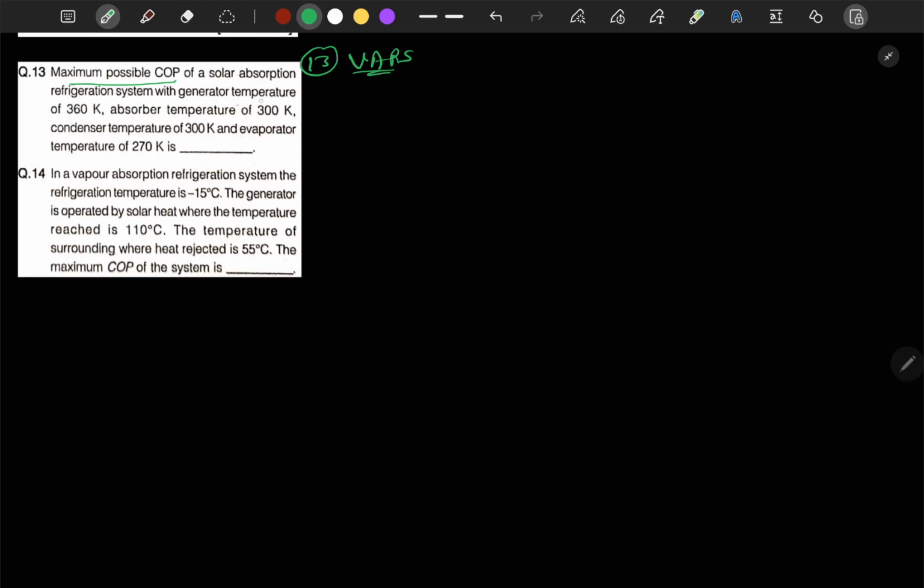Okay, with generator temperature it is given that T generator is equal to 360 Kelvin, and we don't require the absorber temperature, we require the condenser temperature, which is equal to 300 Kelvin, and T naught, or TL, which we mentioned is our evaporator temperature, is 270 Kelvin. We can write it as TE also.